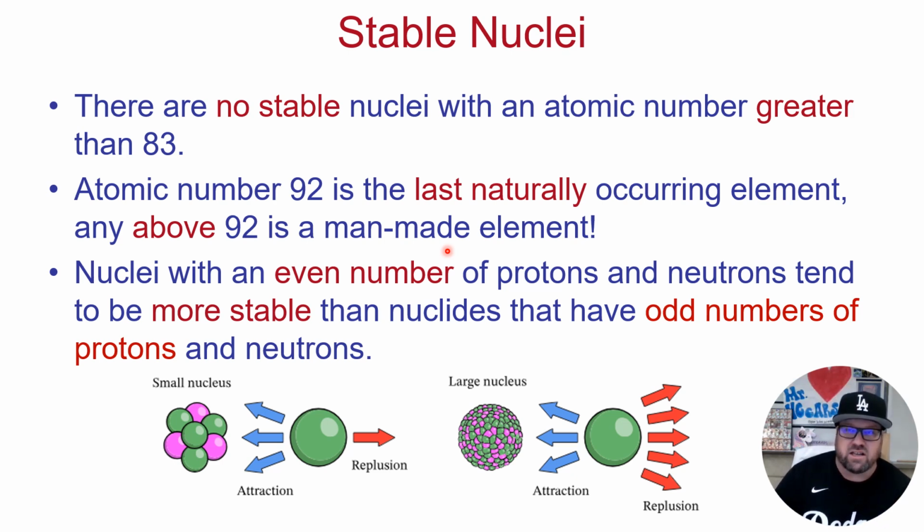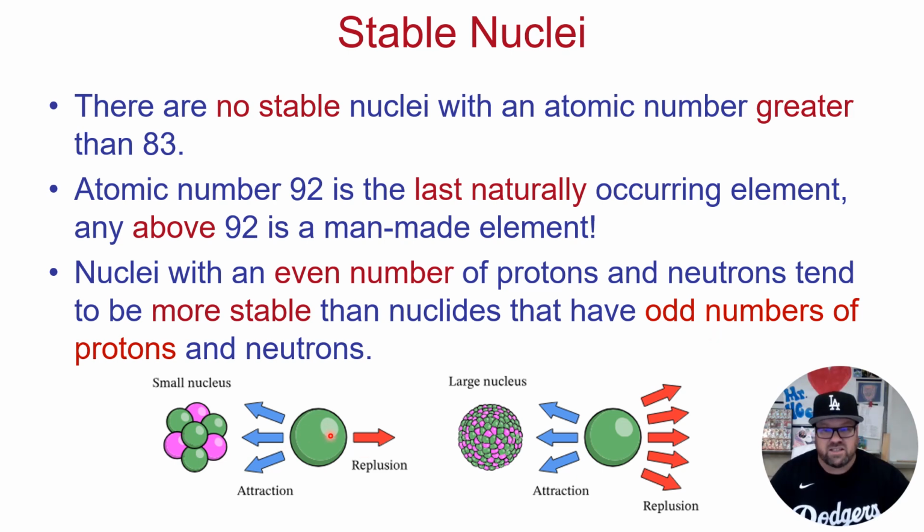Human technology has got to make those elements, and those are usually radioactive to the point where it's guaranteed that at some point they'll decay back down to a naturally occurring element. Things like plutonium, number 94, are synthetic. It does not exist on Earth without humans creating it. Now, keep in mind, nuclei with an even number of protons and neutrons tend to be more stable than nuclides that have odd numbers. Very famously, there's uranium-238 and uranium-235. 238, an even number, is more stable than 235, which is an odd number.